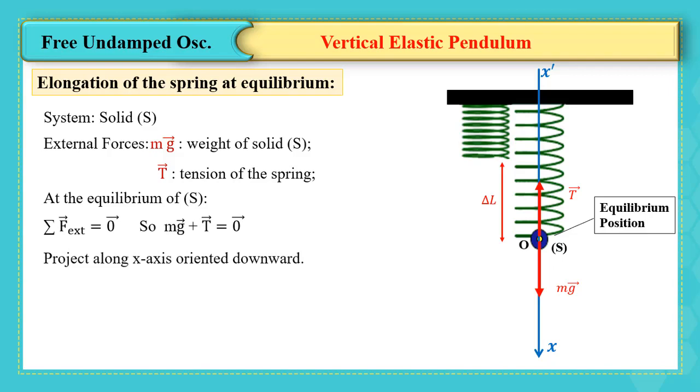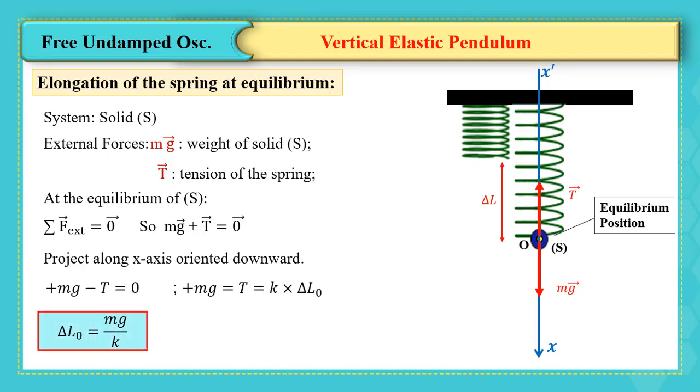We project along the x-axis, which is oriented positively downward. Then we have plus mg minus tension equals 0, while the tension is k times delta L0. Finally, we can find that delta L0 equals mg over k, where mg is in Newton, k in Newton per meter, and delta L0 in meters.